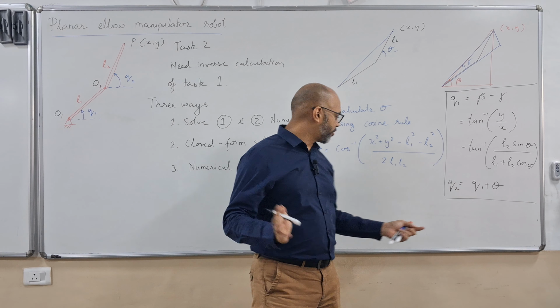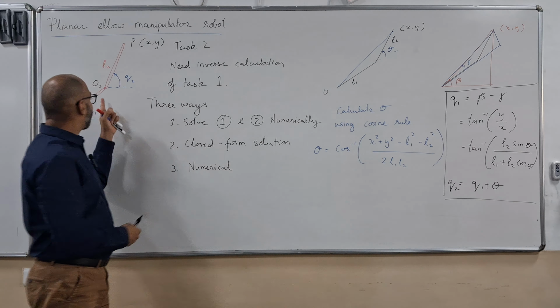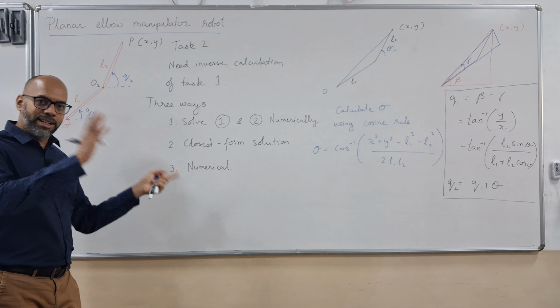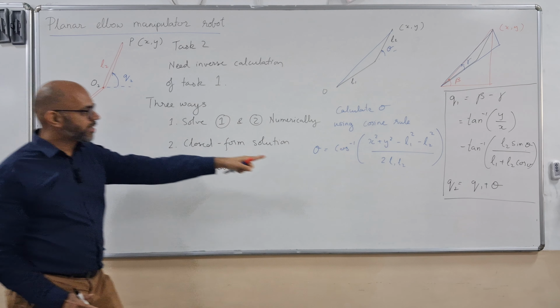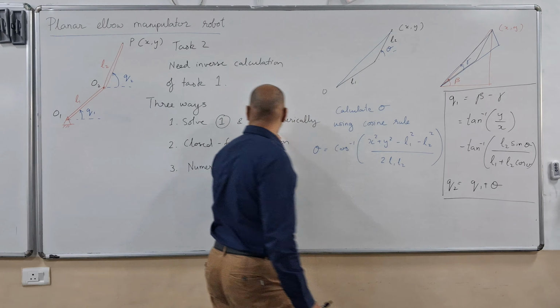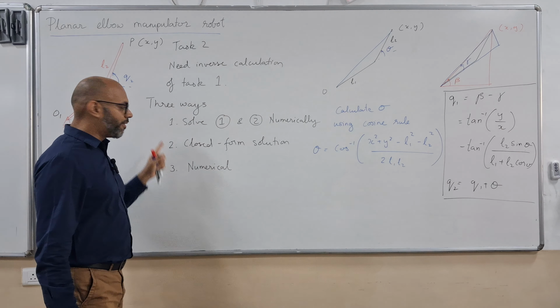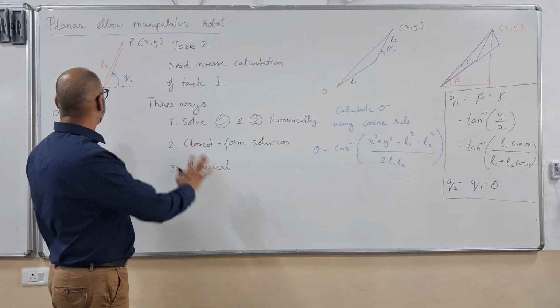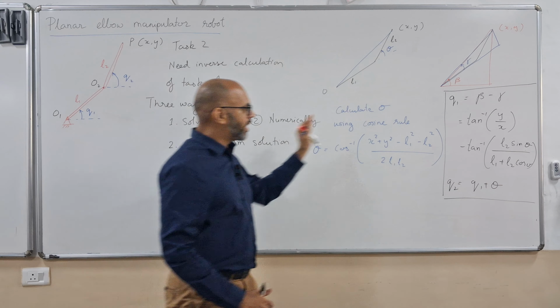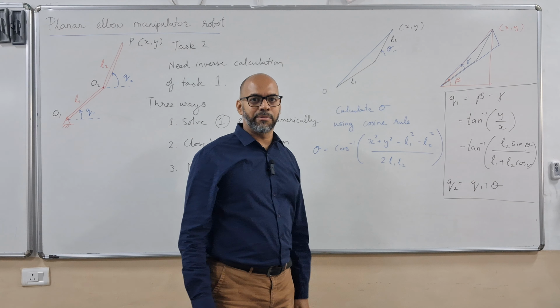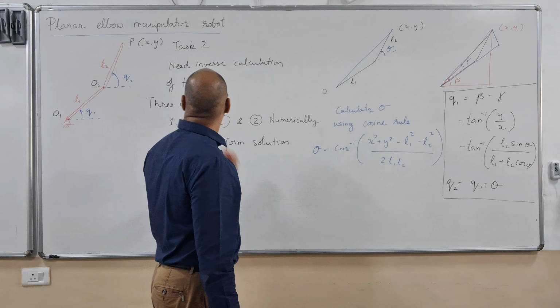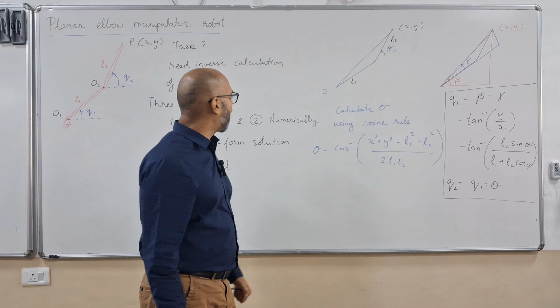So this is task 2. As I said, when you have many more links and three-dimensional geometry, this is not always feasible, and we will have to resort to approach 1 or 3, and we will talk about those later. But for the time being, we are satisfied with this, and this gives you an idea of inverse kinematics for a 2R or planar elbow manipulator.